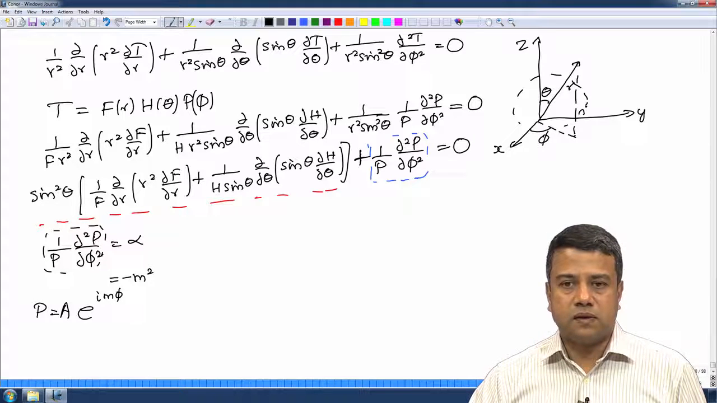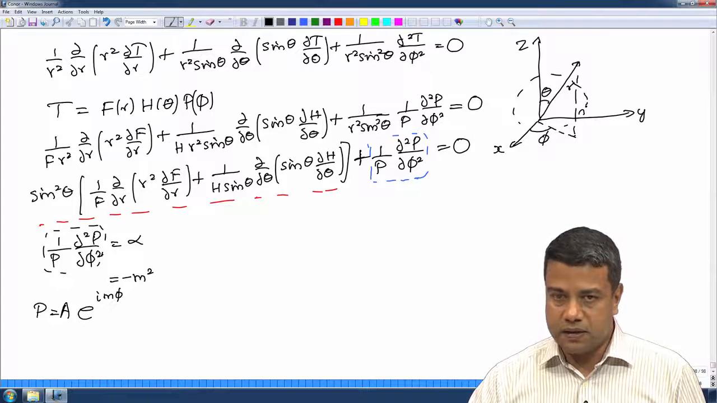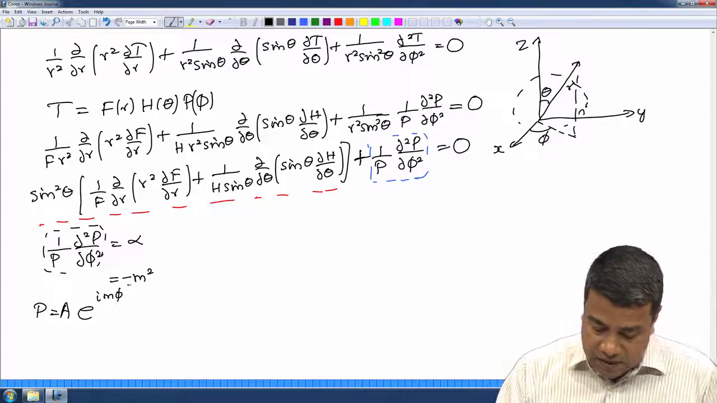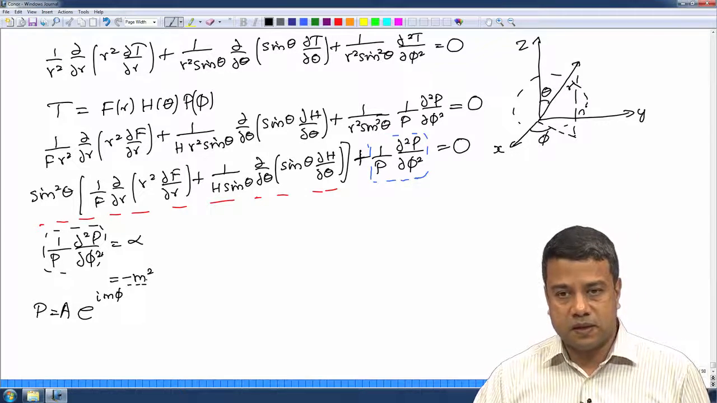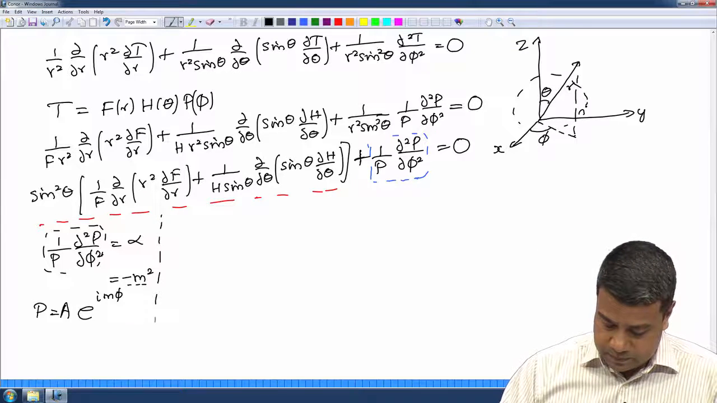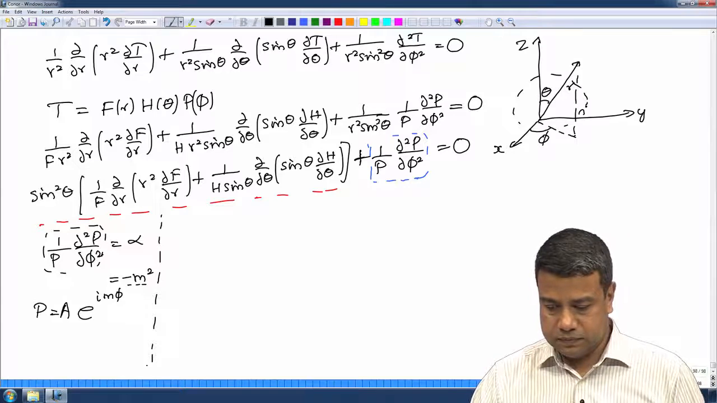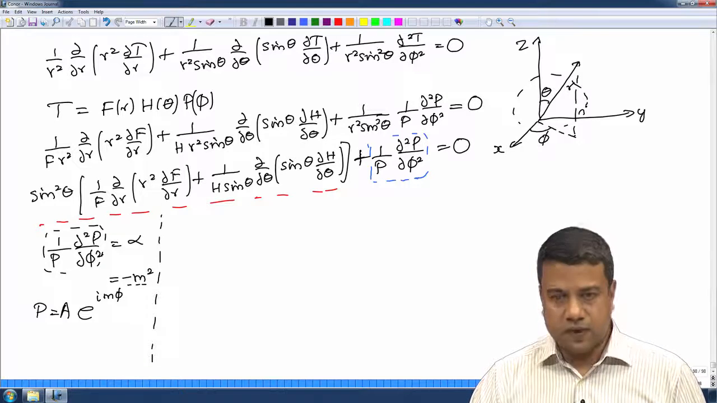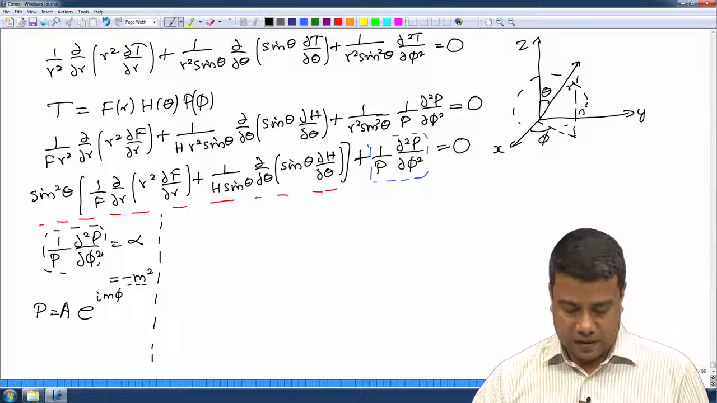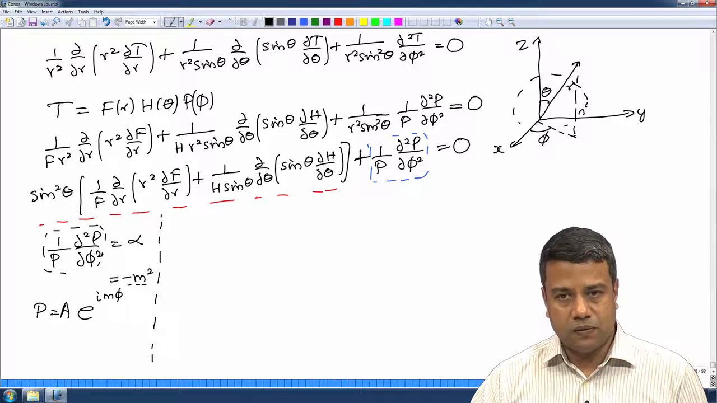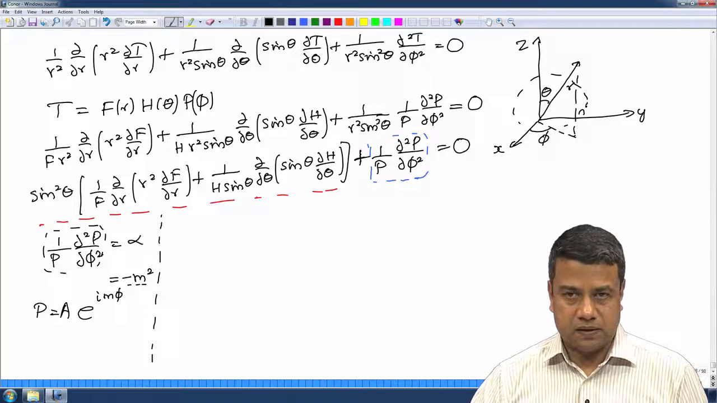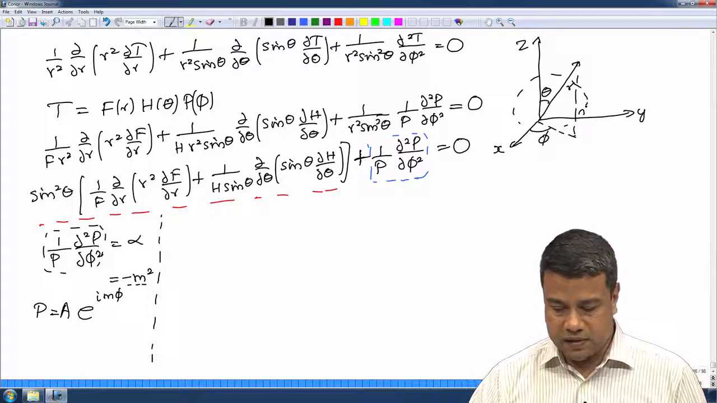Therefore, the fact that you do not have a physical boundary in the meridional direction imposes a discrete set of eigenvalues minus m square, where m is an integer. So, for the rest of the equation I now have to solve, I have got one eigenvalue m, an integer, and eigenfunction e power I m phi. Therefore, I can solve for the rest of it.